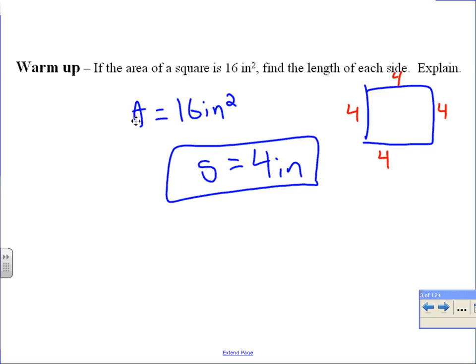What do you mean, what if it's not 4? Then this would not be 16. Okay. Anyone else? All right, let's go to the list of perfect squares.